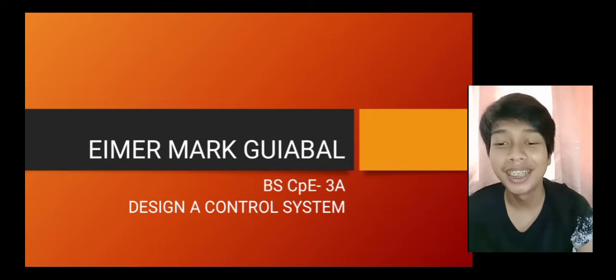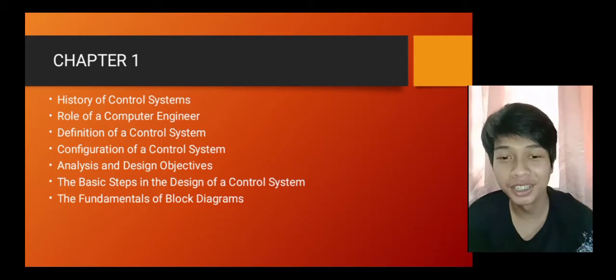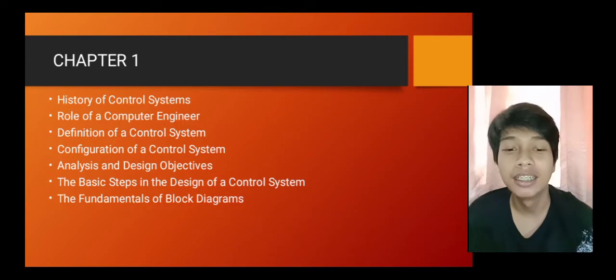My topic is design a control system. Next. Chapter 1. History of control system. Role of a computer engineer. Definition of a control system. Configuration of a control system. Analysis and design objectives. The basic steps in the design of a control system. The fundamentals of block diagrams.